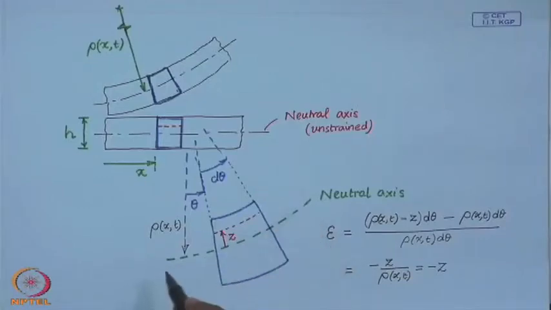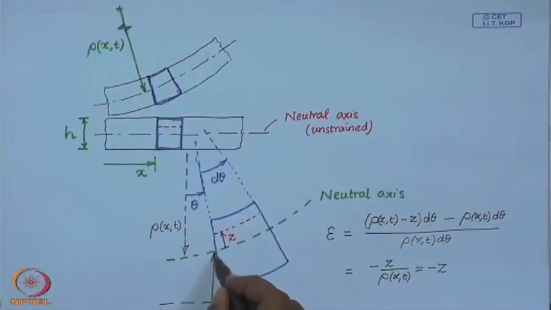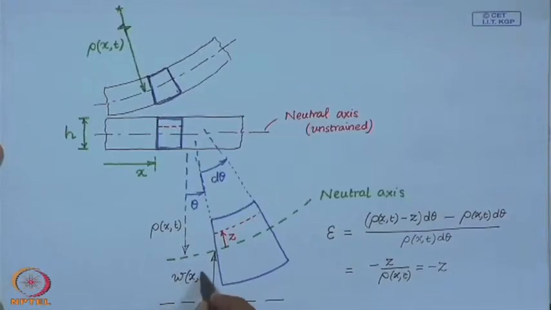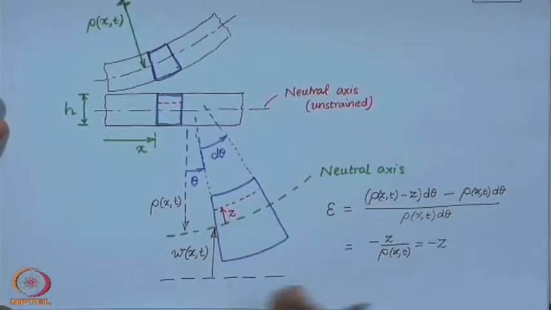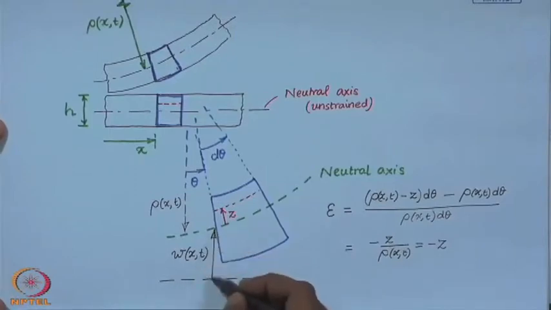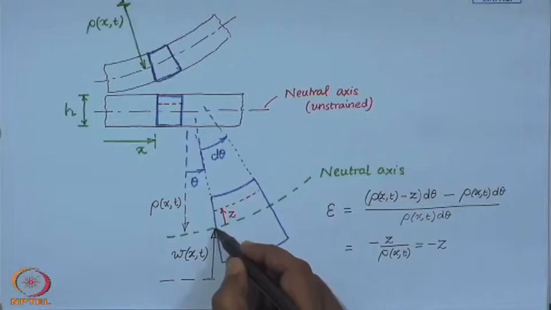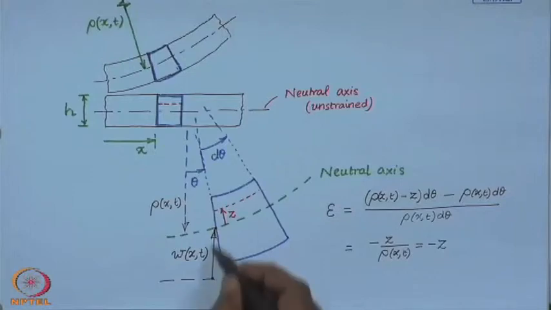So, if you represent the equation of this neutral fiber in terms of the deflection of this neutral fiber from the undeformed neutral fiber, w(x, t) is the displacement of this point from the undeformed configuration. So, the equation of this curve is given by w(x, t) at any time t.